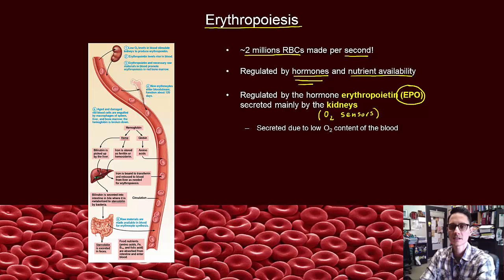Okay, there are specific cells in the kidneys that can sense the amount of oxygen in the blood, and 25% of every one of your heartbeats, the volume of blood leaving your heart, 25% of that blood goes to your kidneys. Okay, so the kidneys can sense the oxygen content of the blood, and if that oxygen content in the blood is low, the kidneys can secrete this hormone called erythropoietin.